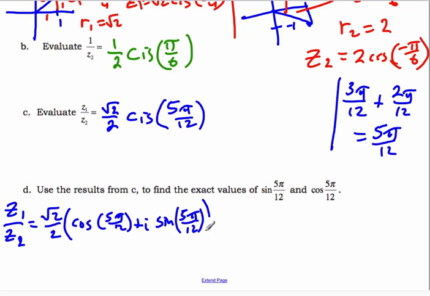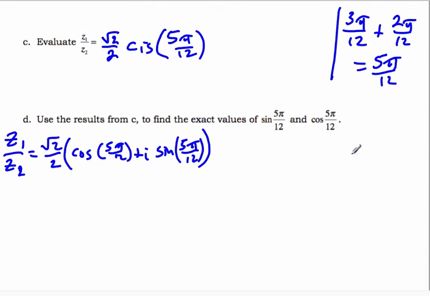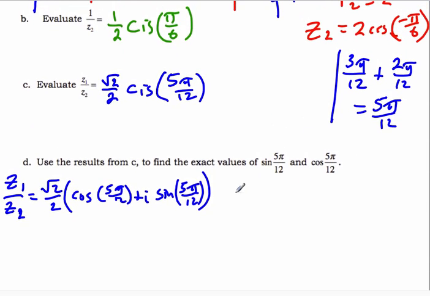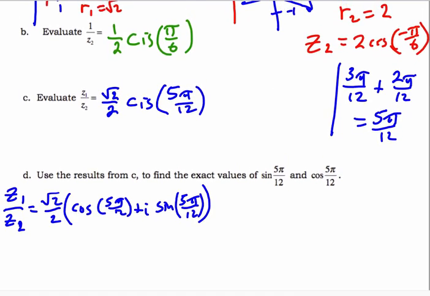Okay, alright, so what we're going to do, and this happens a lot with complex numbers, is if we can write it in this form and we can write it in a different form, we can equate the real parts and equate the imaginary parts. So that's how we're going to get these exact values. Okay, so there's another way to do z1 divided by z2, and that's in Cartesian form. And if we do that, we can get the exact values that we want.